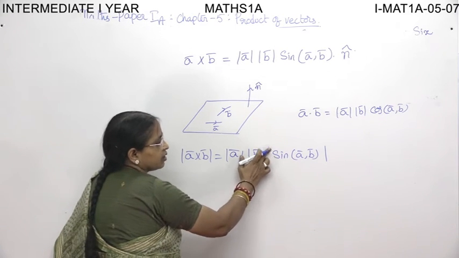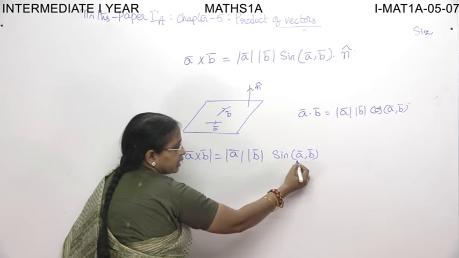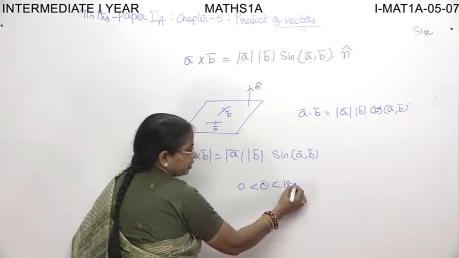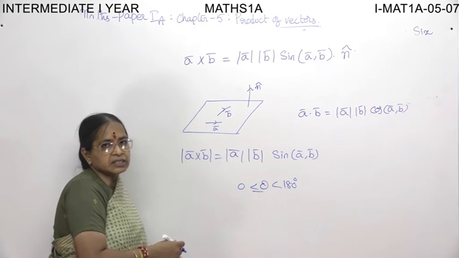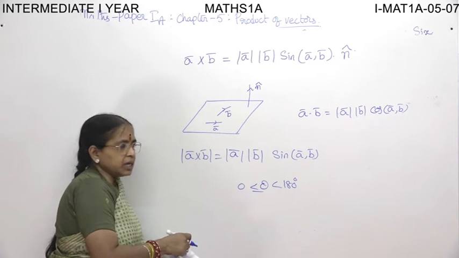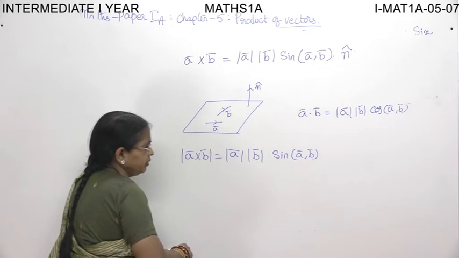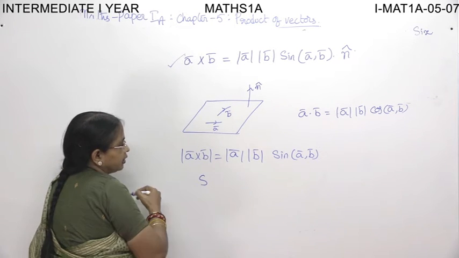Sine of angle is always positive here because this angle theta lies between 0 and 180 only. That means it lies in the first quadrant or in the second quadrant. In both the quadrants, sine is positive. So sine of angle between A and B is always positive. So from this we learn another formula. This is one formula that you have to learn.